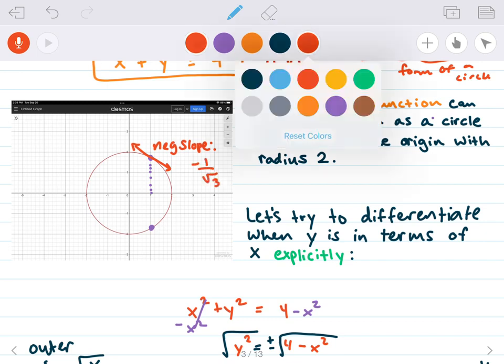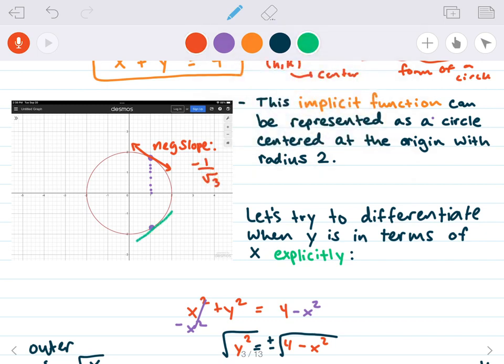And this guy down here is going to represent our positive slope, which was +1 over root 3. And so to deal with what slope we pick, we are going to instead differentiate this thing implicitly, and I'm going to teach you how.